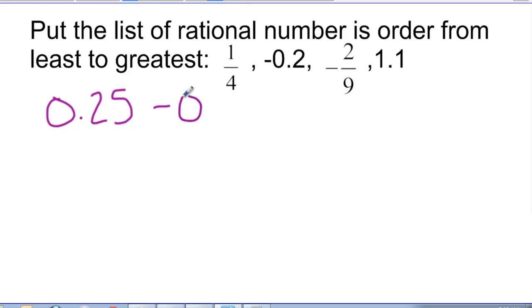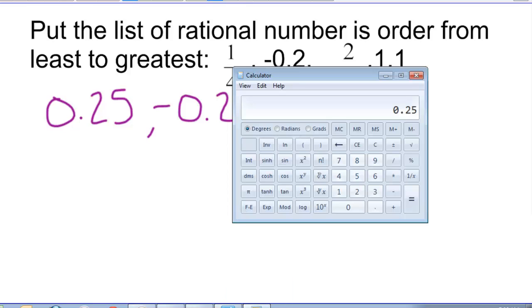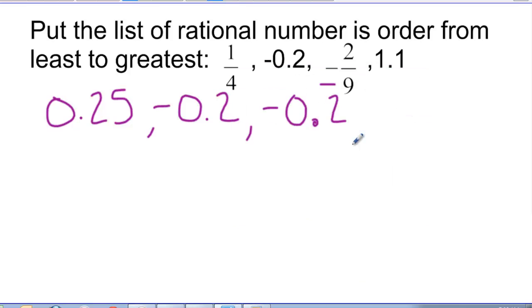Negative 0.2 is already written as a decimal, so I don't need to do anything about that. I also know what negative 2/9 is as a decimal, because if you have ninths in the denominator, then your numerator just repeats over and over. So 2/9 is the same as 0.2 repeating. Again, we could show that on a calculator if we didn't know. I would do 2 divided by 9, and that gives me the 2 repeating over and over again. And the last number is also already written as a decimal, so I can just write that again as 1.1.